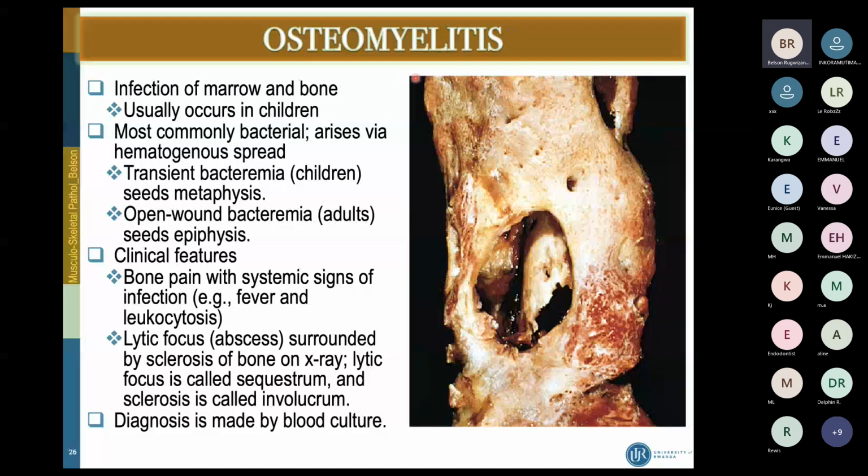So it is usually caused by bacteria, Staphylococcus aureus, and so on. And it arises via hematogenous spread. So this patient will have a transient bacteremia, meaning you can isolate bacteria within the serum or bloodstream. And then this bacteria will go to the metaphysis of the bones.